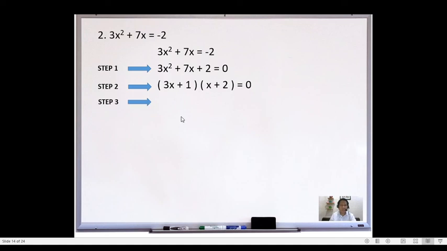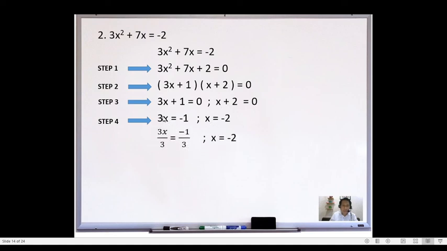The third step, we are going to apply what we call the zero product property, and that is 3x plus 1 is equal to 0, and the other one, x plus 2 is equal to 0. And then for the last step, we are going to solve the resulting linear equation. That is now 3x is equal to negative 1, transpose positive 1, that will become negative 1, and x plus 2 is equal to 0. This will give us x is equal to negative 2. So this is already our first root.